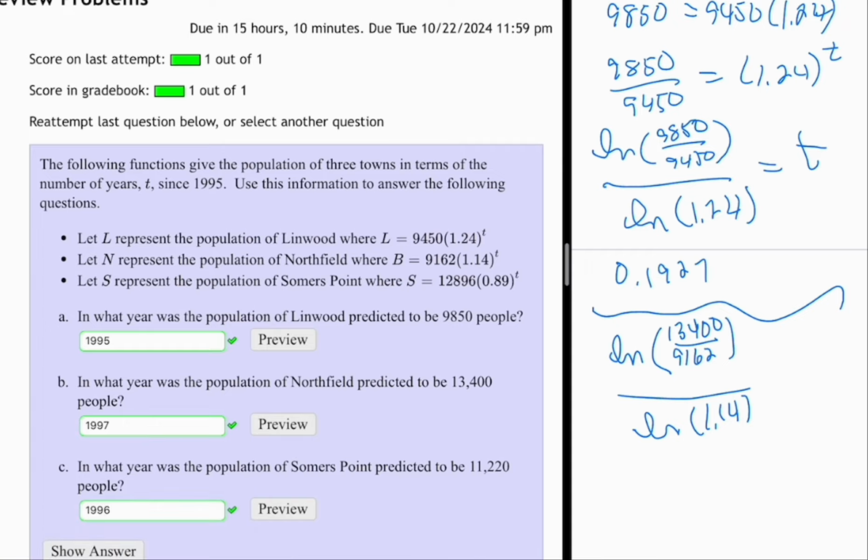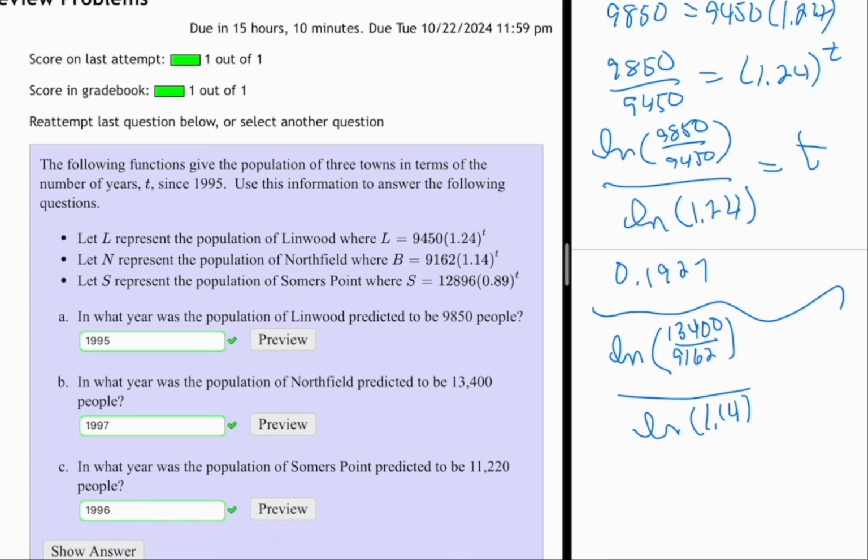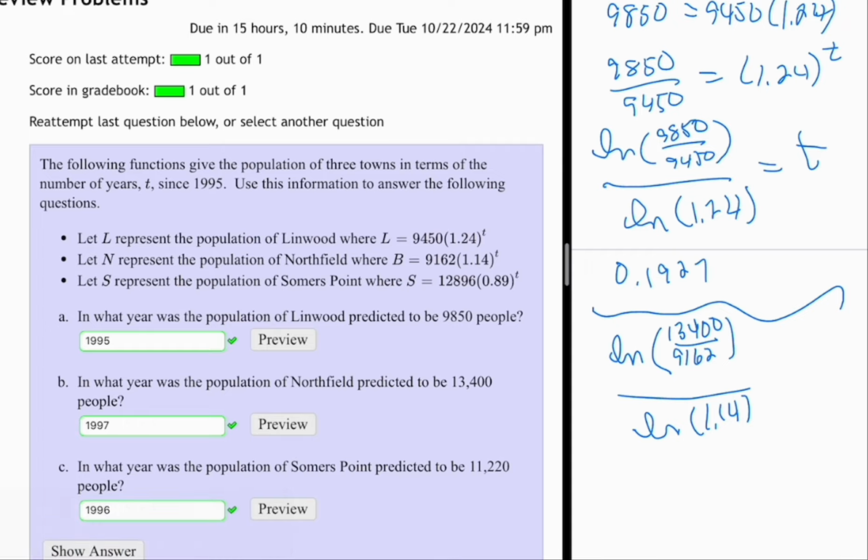And then I set it up again. I let iMath do the work. And this bottom one, I got 1 point something, and so I added 1 on to 1995 and got 1996. So this one I would do the natural log of 11,022 divided by 12,896, all over the natural log of 0.89. And that's what you add on, the whole number, to 1995. So that one's a pretty complicated one, a little strange, but you do the same thing each time.